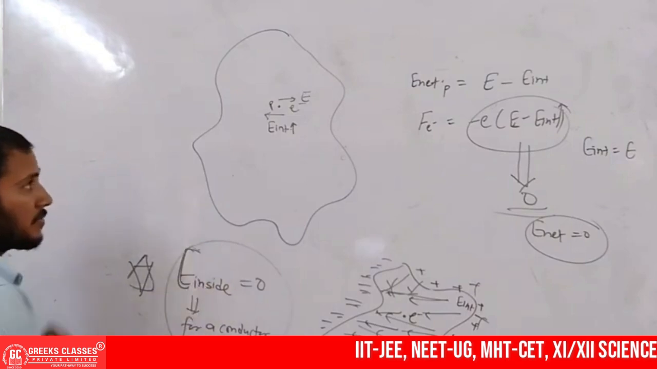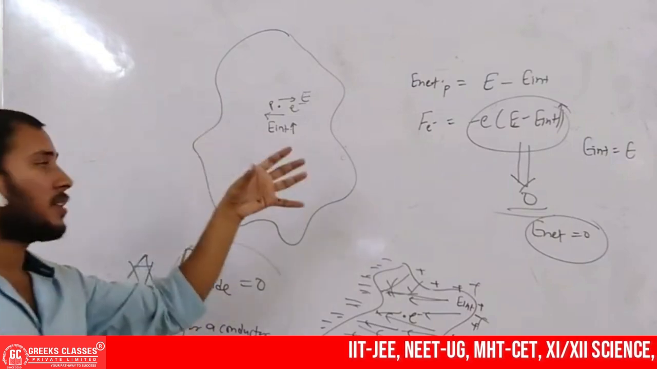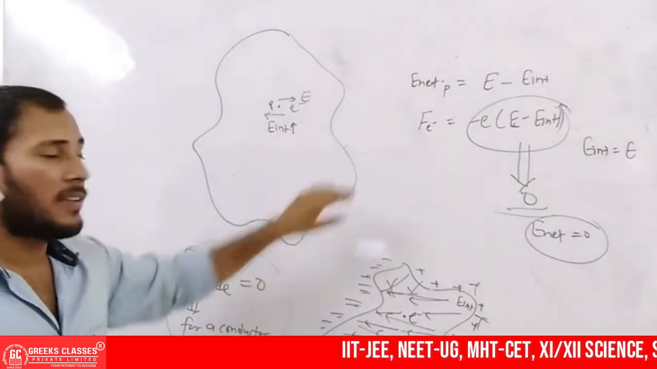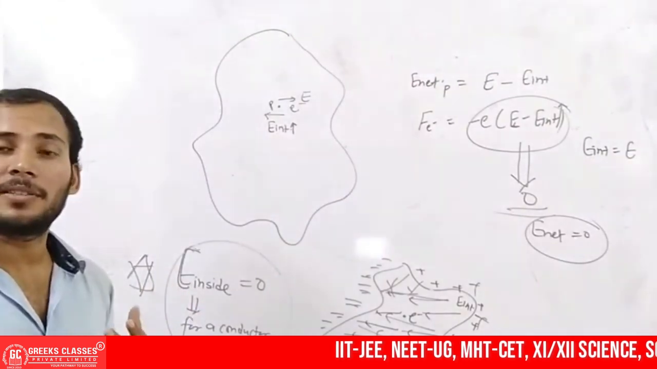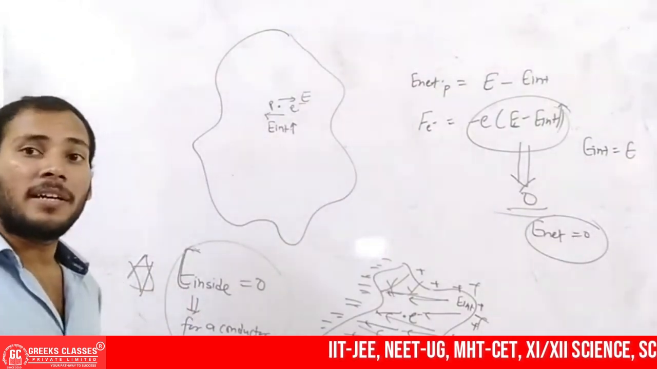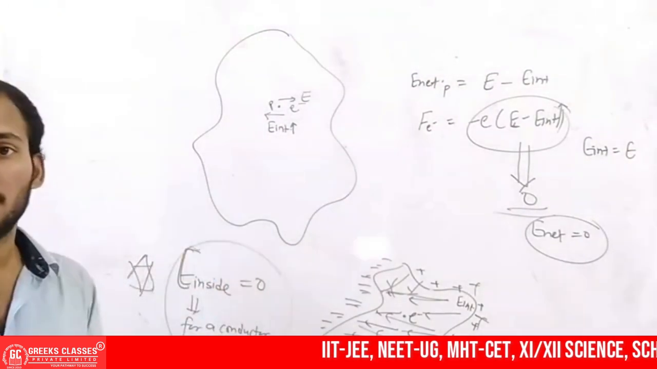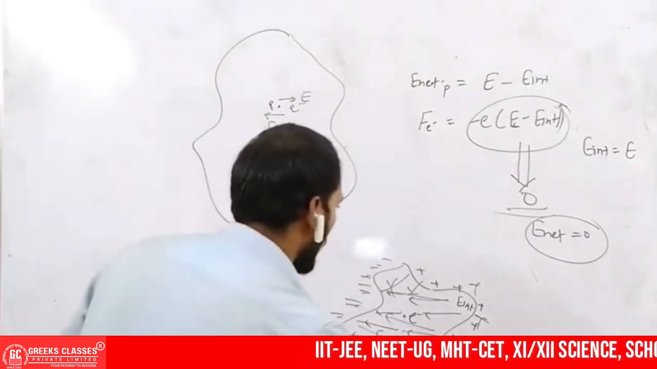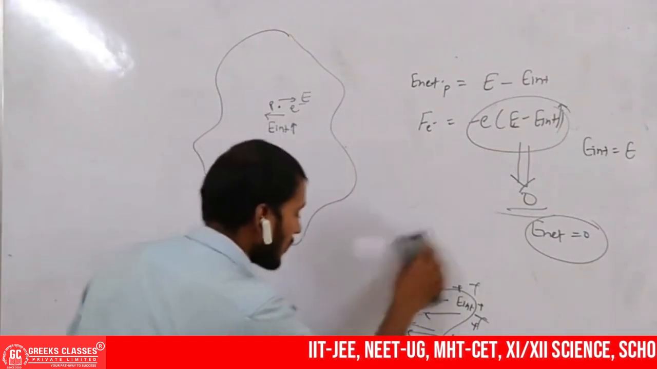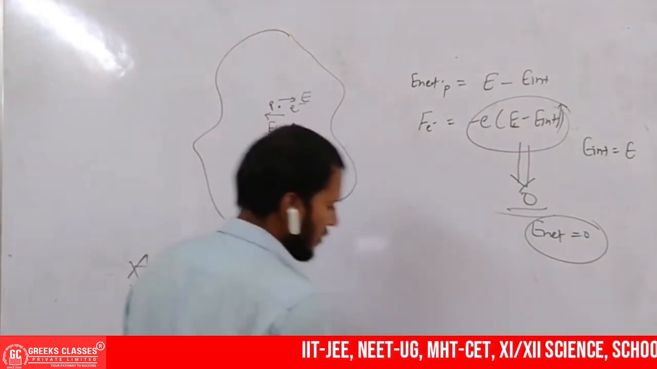And where have we derived it from? We use the definition that a conductor has an infinite number of free electrons. They will keep on moving till the point the net electric field reduces to 0. Okay, and now we apply this concept everywhere.